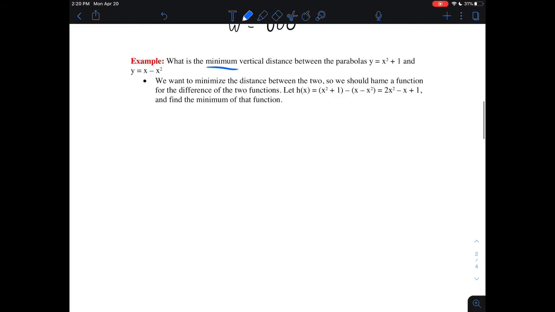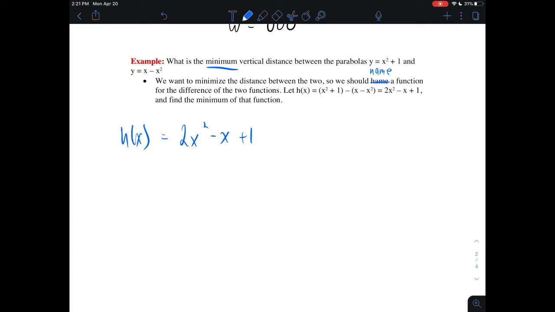So we should name a function for the difference of the two functions. We're going to say let h of x equal the difference of the two functions, and that just means subtract one from the other, and you would get 2x squared minus x plus 1.